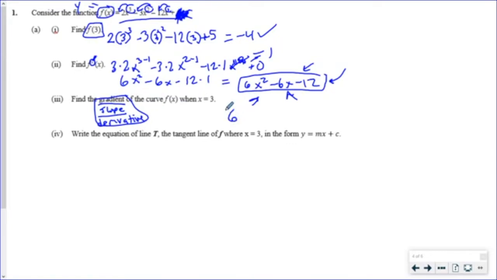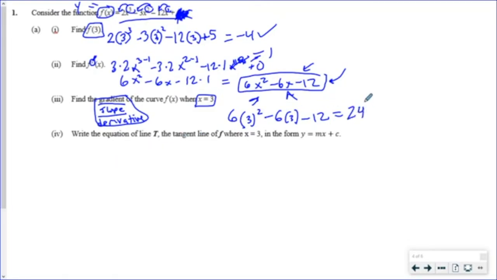So it says x equals 3. Where I see an x, I'm going to put in a 3, just like I did here. It's real simple. So x is now 3 squared minus 6, x is now 3, minus 12. Let's see what this gives me. Get my calculator here. So I got 6, 3 squared on top of that, and then minus 6 times 3, minus 12. That's going to be a big number. Oh, it's 24. This equals 24.